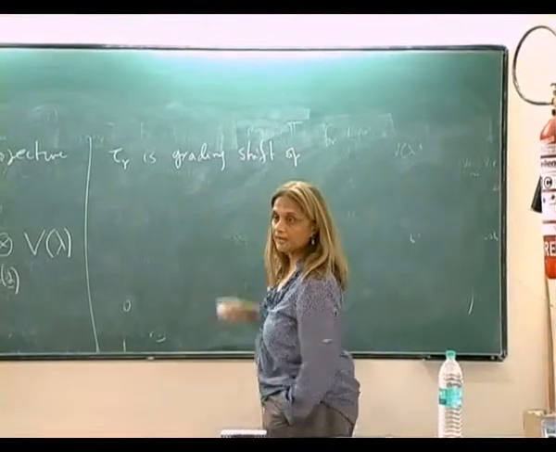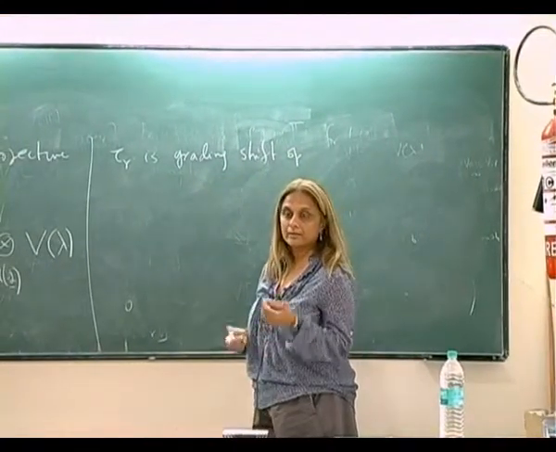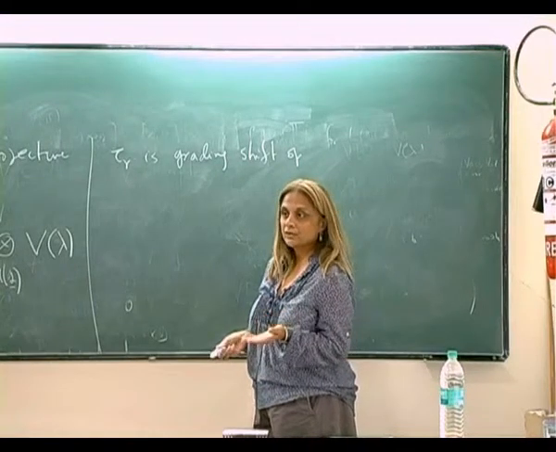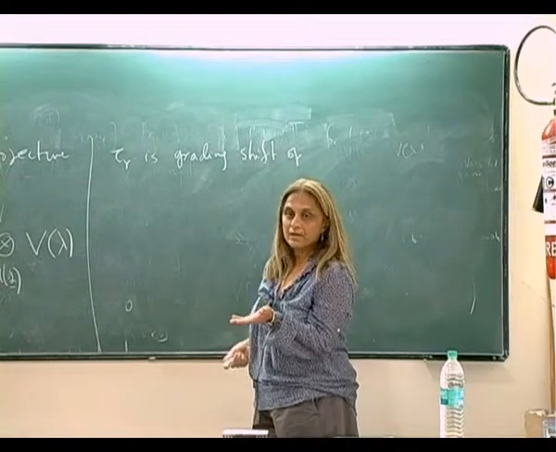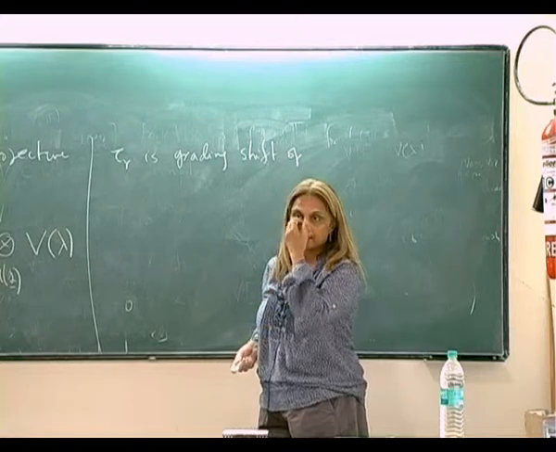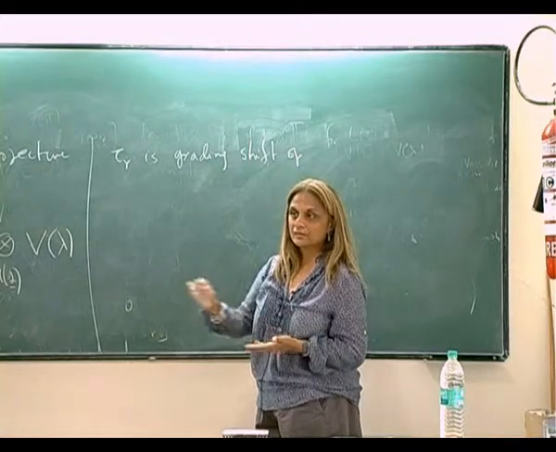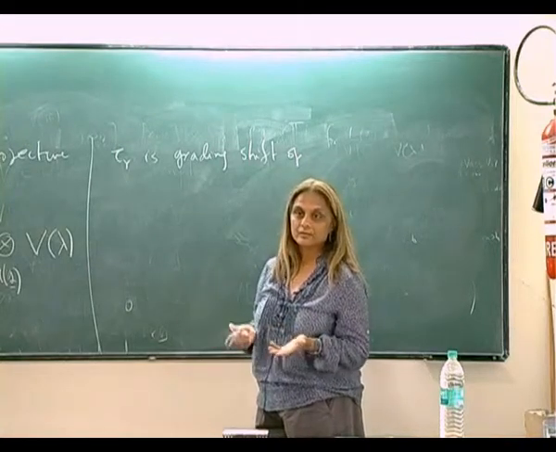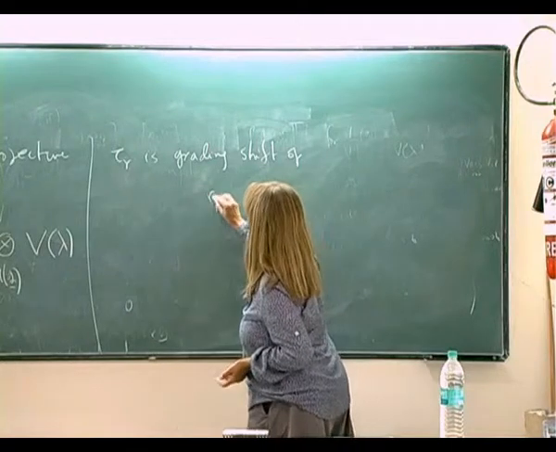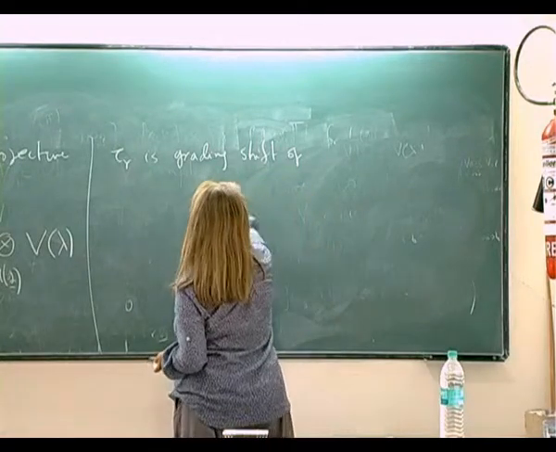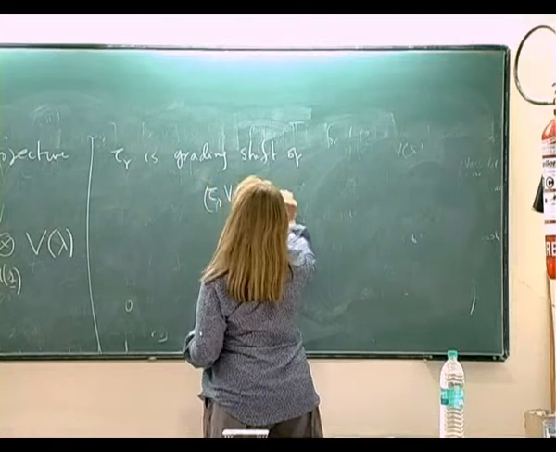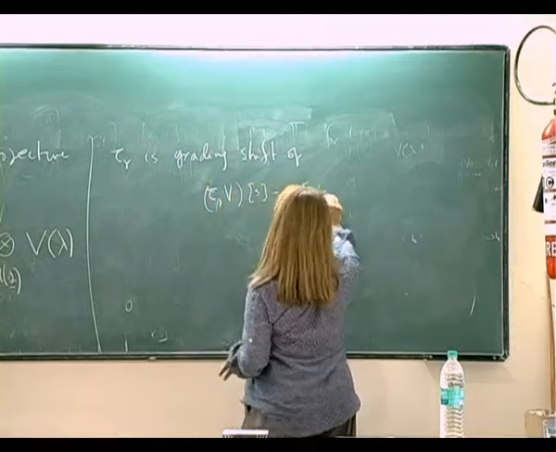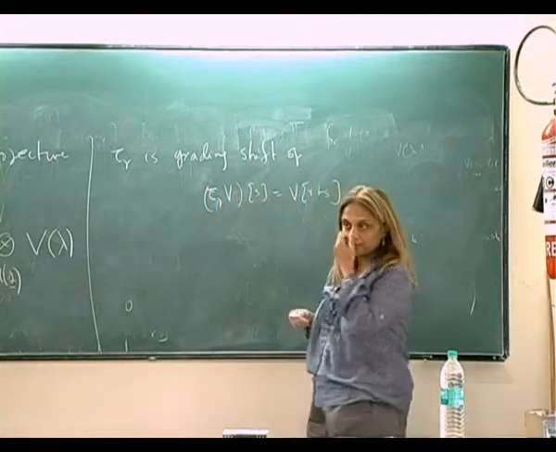Okay, this is a cheap device. If you have any module in your graded category, you just translate all the grades by r, and you call that. You don't change anything else. You just think of the grading as being different, and that's called grade shift. So that means tau r v s is v r plus s, and the action is unchanged. So this lives in the same category.